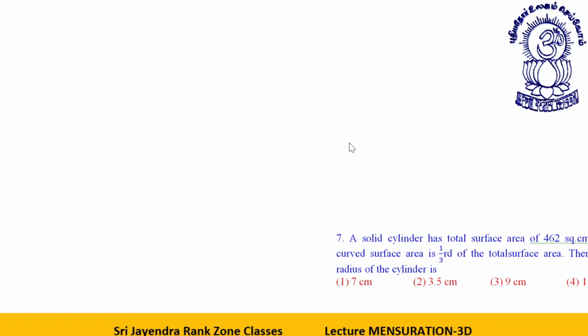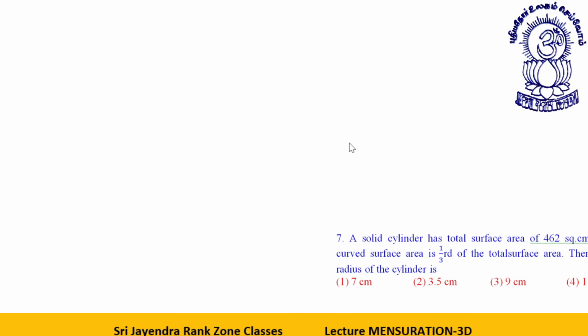A solid cylinder has total surface area 462 centimeter square. Its curved surface area is 1/3 of the total surface area. Then the radius of the cylinder is. See, first of all, what is the curved surface area? Curved surface area is 1/3 of total surface area.